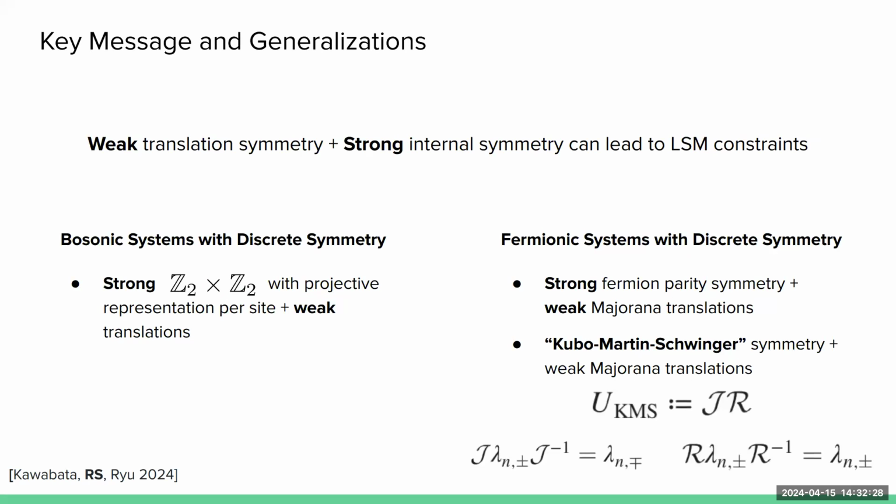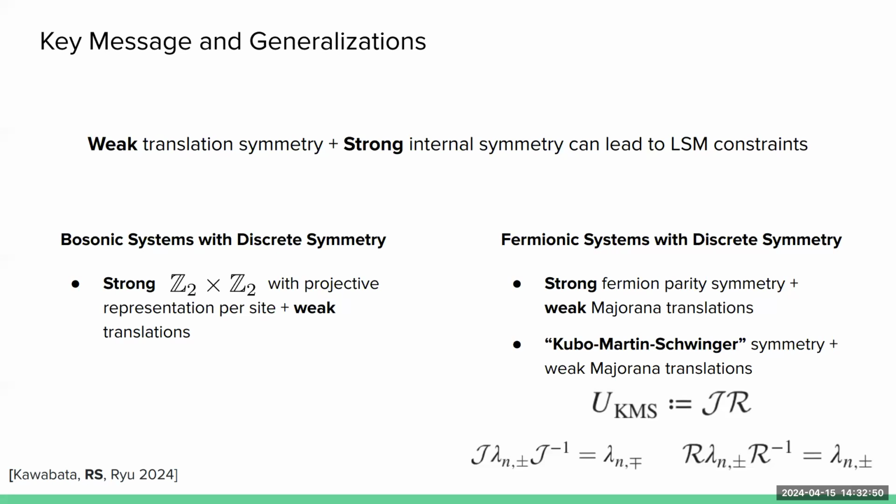So this discussion was for this filling type constraint, but the general picture I just want to convey is that if we start with some LSM theorem, which assumes translation symmetry plus some strong internal symmetry, we can obtain a corresponding LSM theorem for these open systems, provided the internal symmetry remains strong and the translational symmetry is just reduced to a weak one.